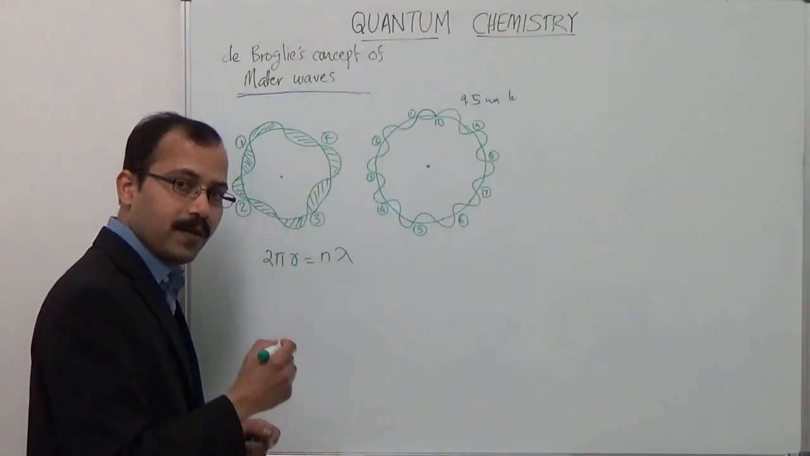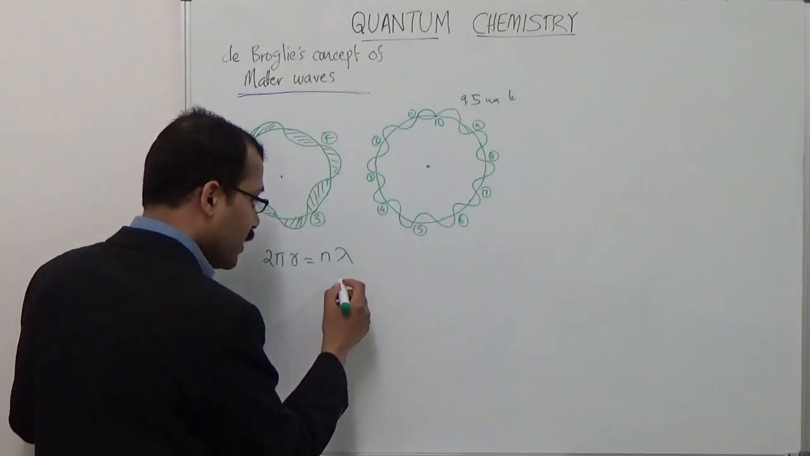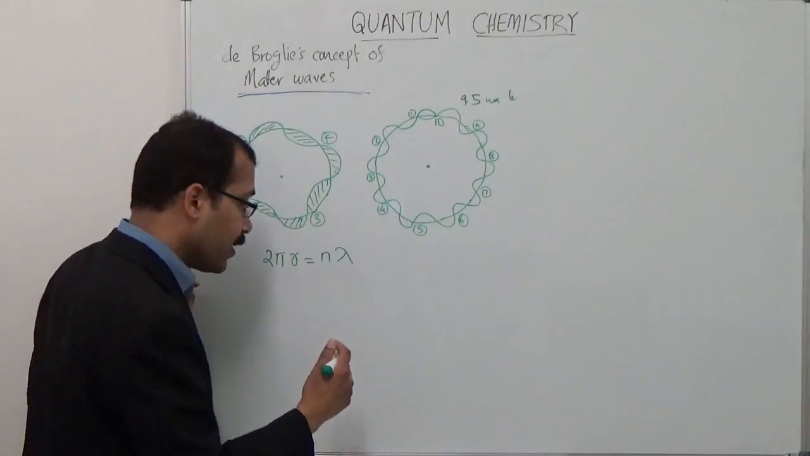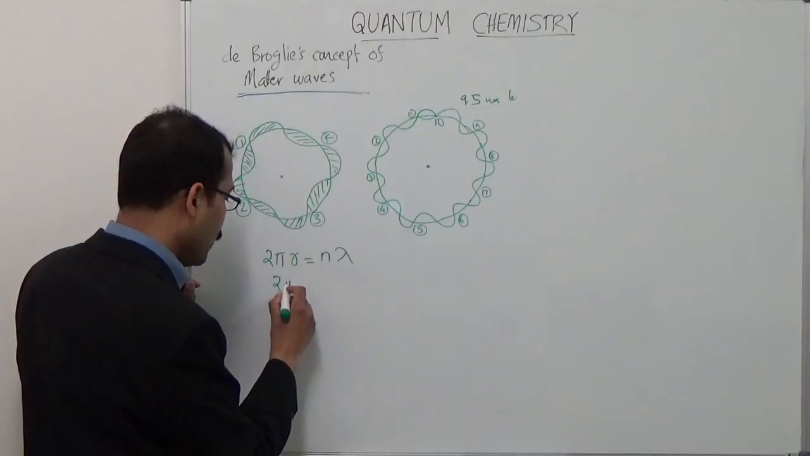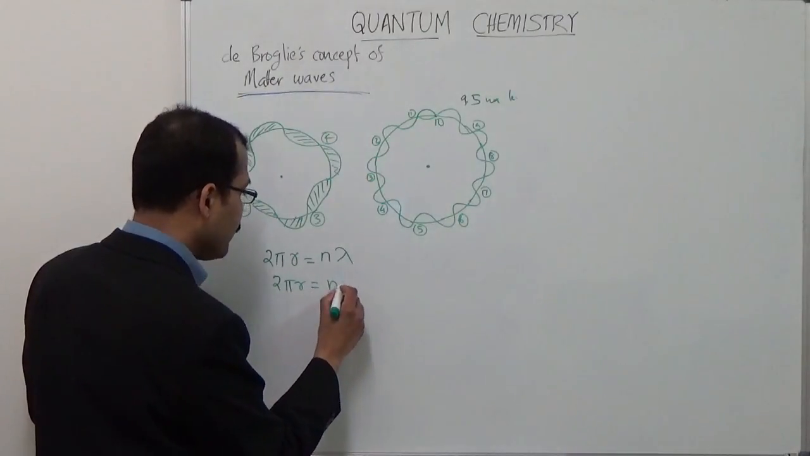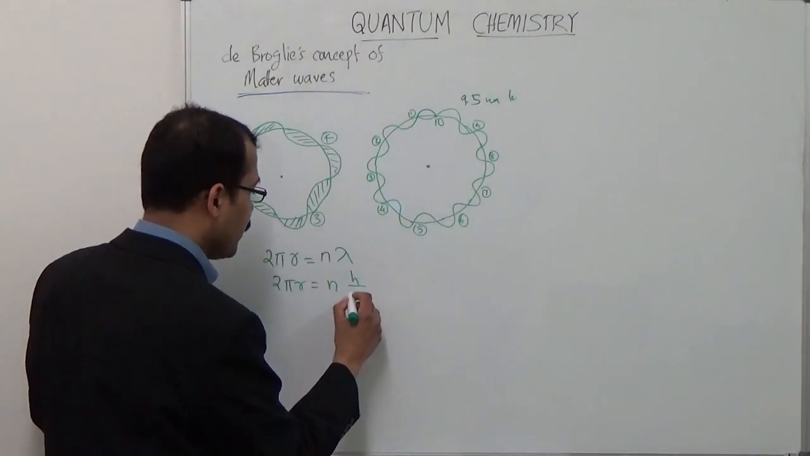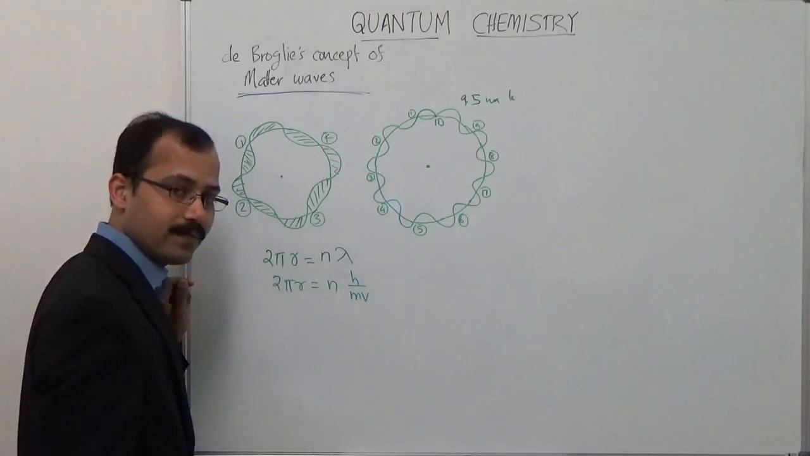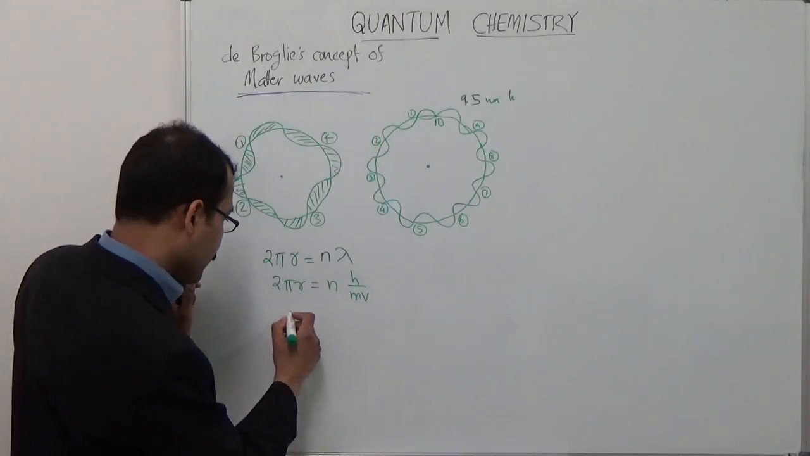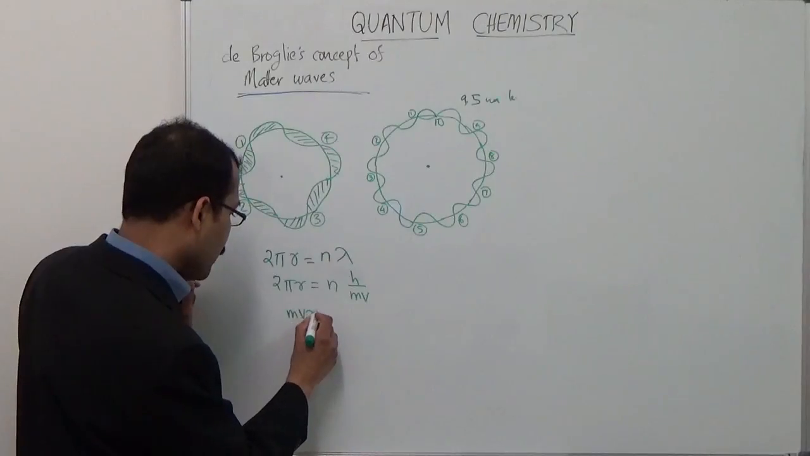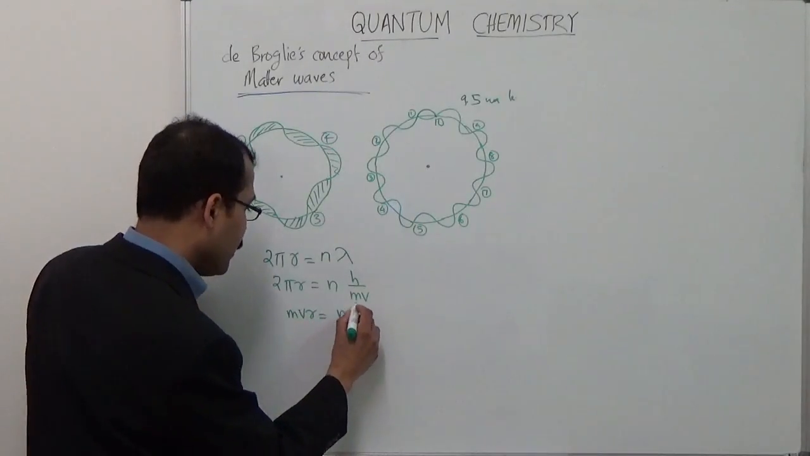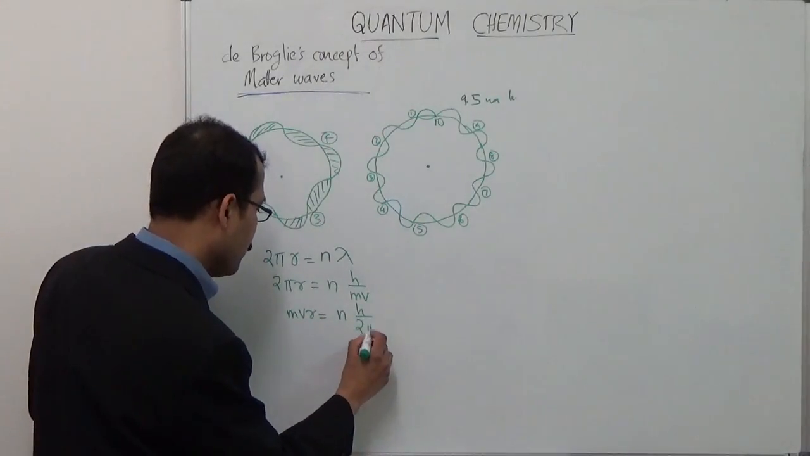And from de Broglie's concept, we know that lambda is equal to h divided by mv. So 2 pi r is equal to n times h divided by mv. Or we can write mvr is equal to n h divided by 2 pi.